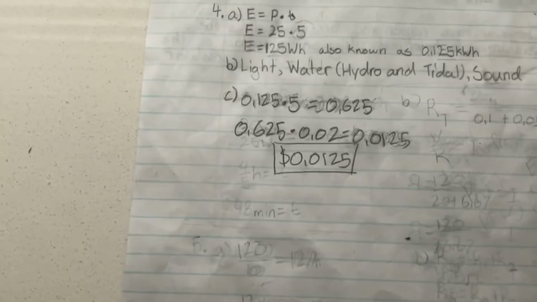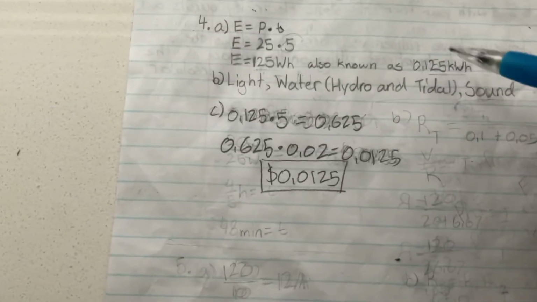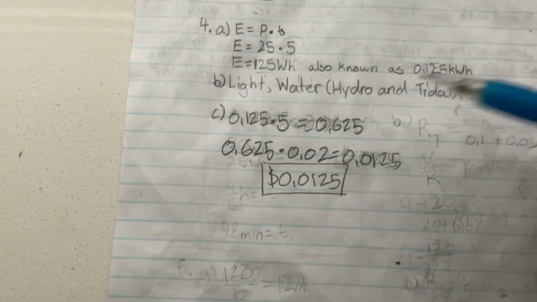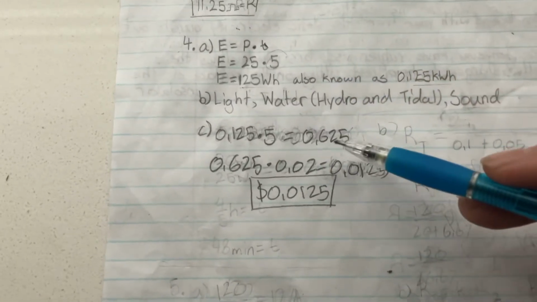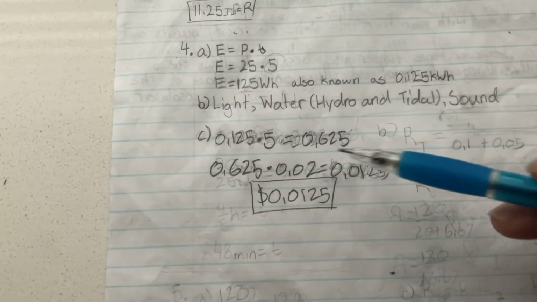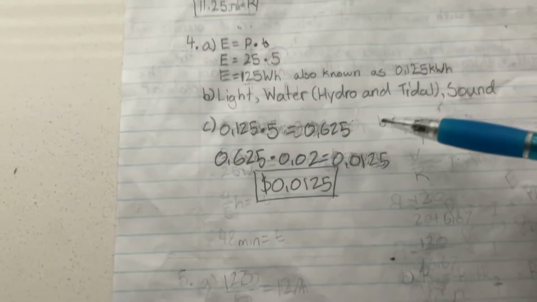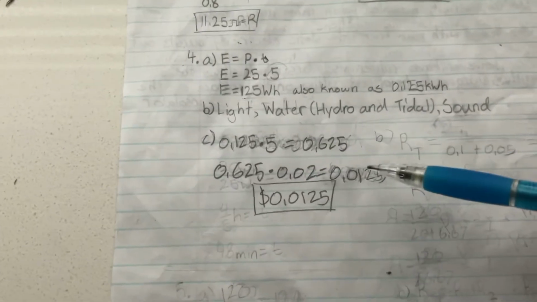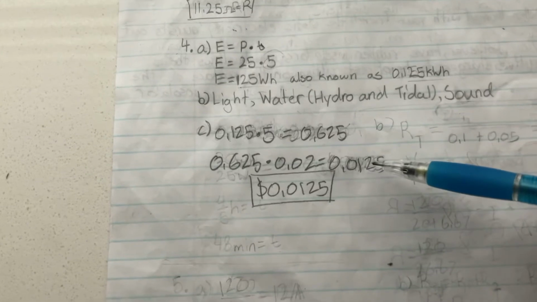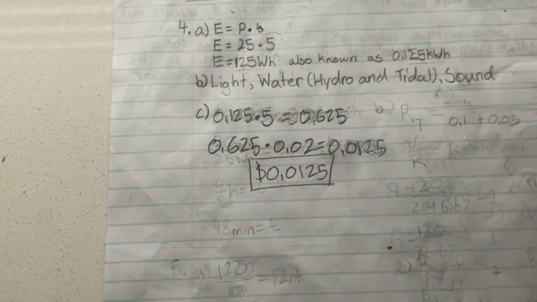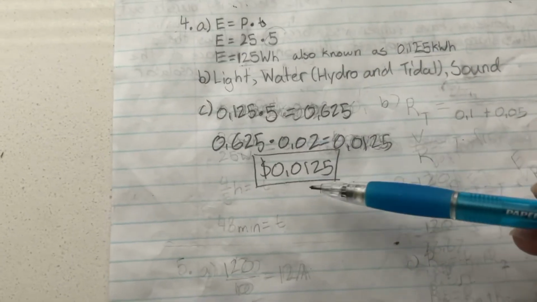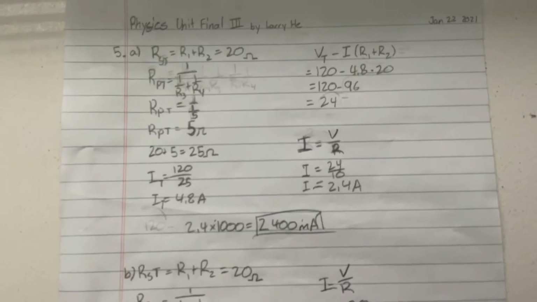For 4c, we bring our kilowatt-hours here times the hours, which gives us the amount of kilowatt-hours we use, which is 0.625, and multiply that by the cost, we get 0.0125, which rounding up equals 1 cent, or that amount of dollars.